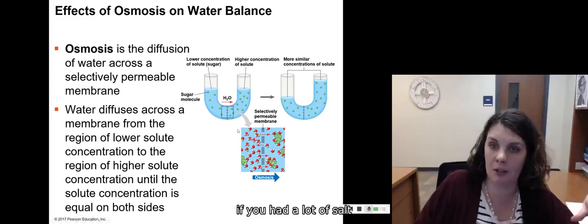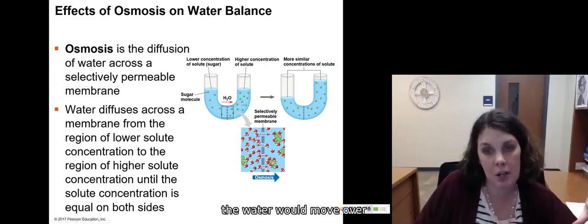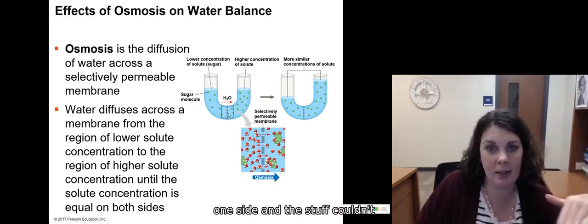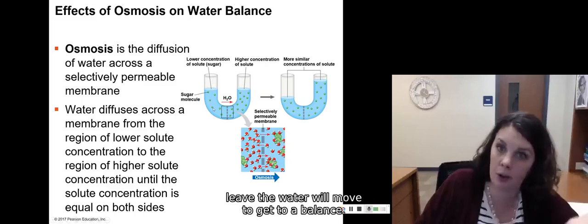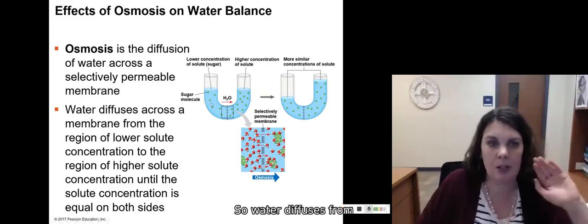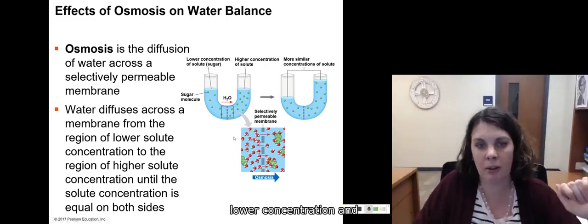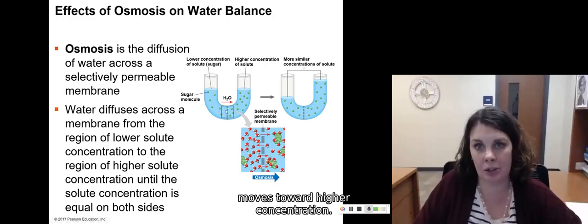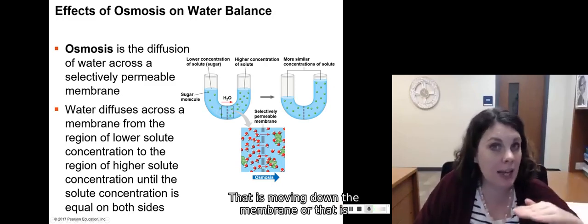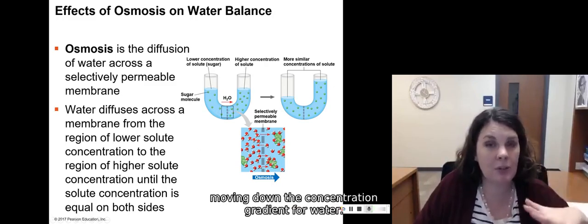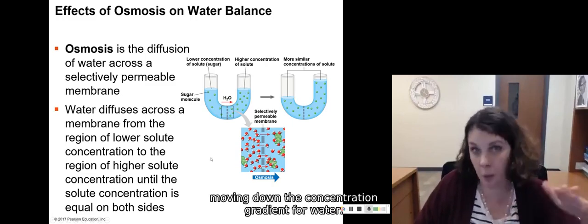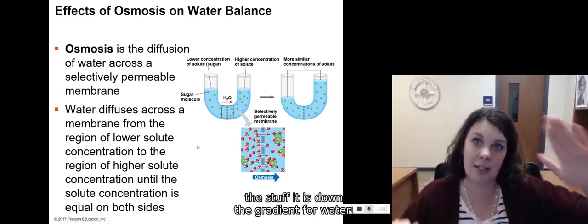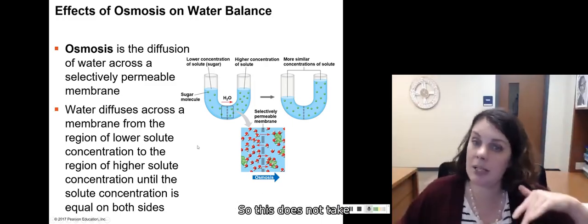So whatever solute you had here, if you had a lot of salt on one side and not a lot of salt on the other, the water would move over. If you had a lot of anything on one side and the stuff couldn't move, the water will move to get to a balance. Okay, so water diffuses from lower solute concentration and moves toward higher solute concentration. That is moving down the concentration gradient for water. Even though it's against the gradient for the stuff, it is down the gradient for water.